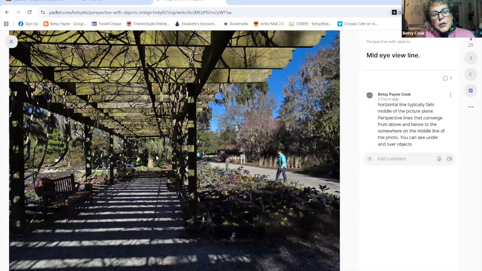Where the two intersect, that is where your vanishing point is. And the vanishing point, really important to remember this, is always on the eye line, the horizon line, always. So that's key to understanding the whole thing. And that goes along with any line that you converge.